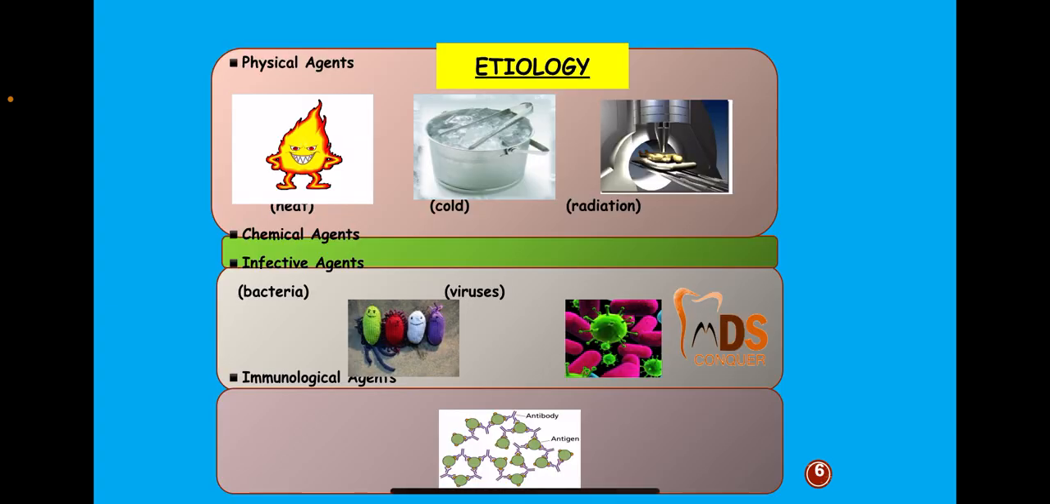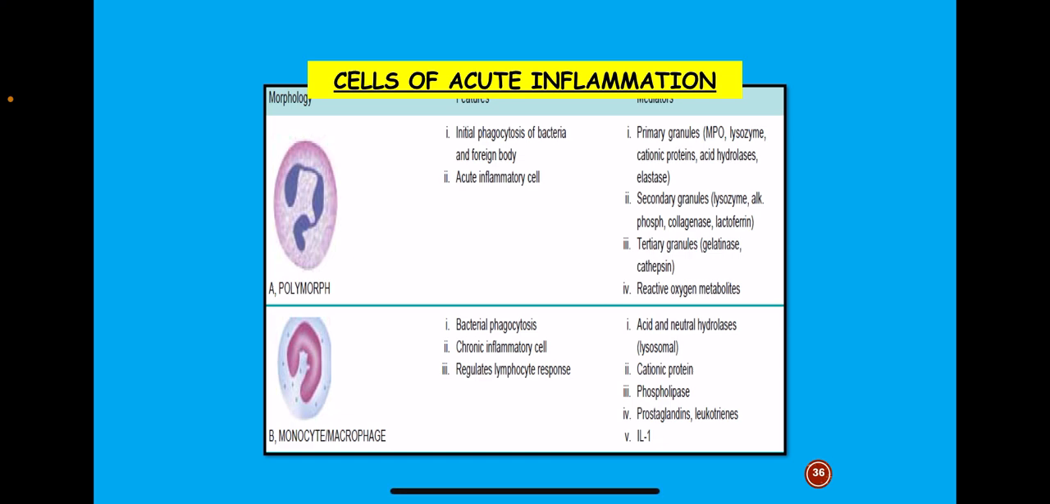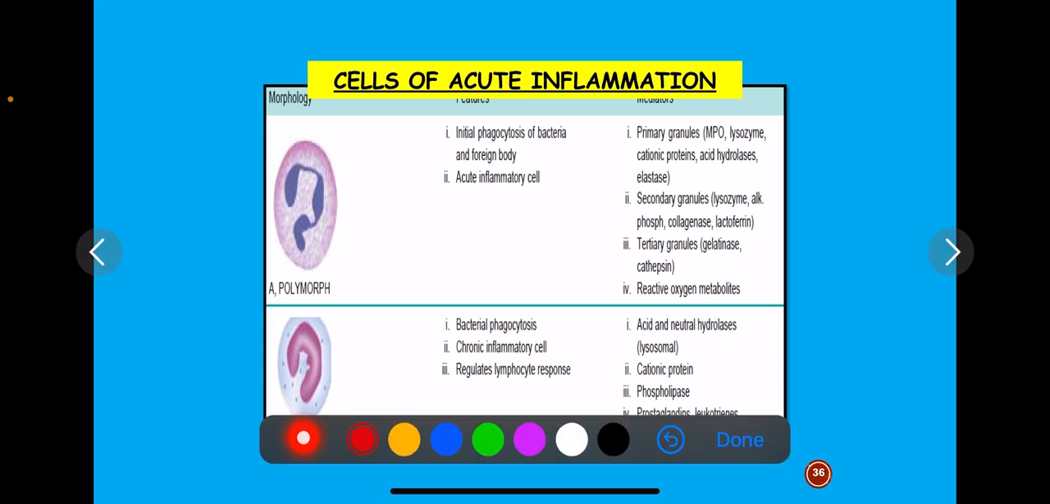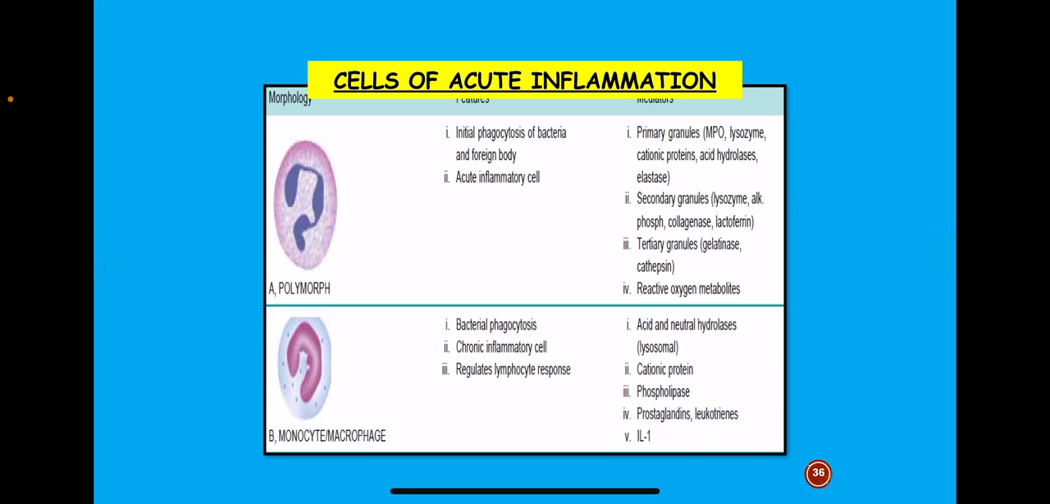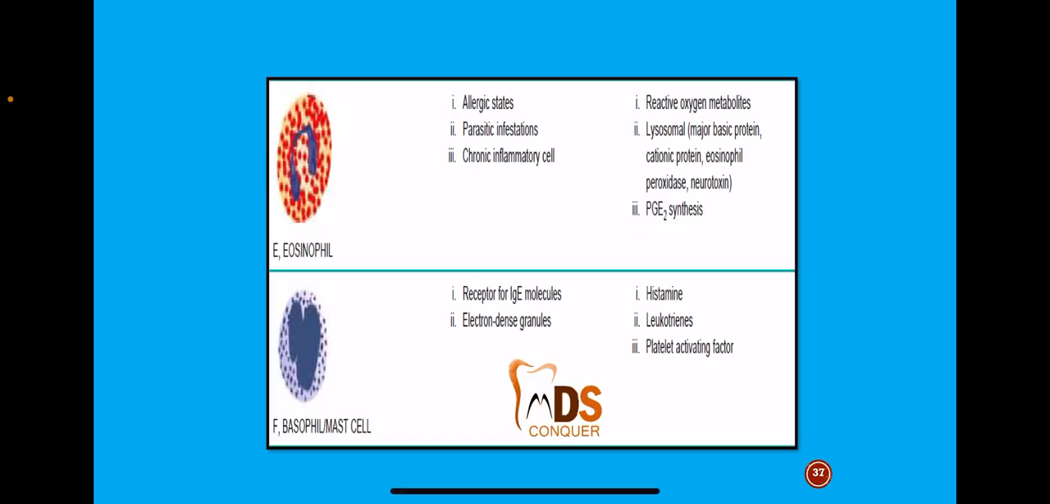Now coming to the inflammation. So etiology could be either physical or chemical or infective or immunological agents. Okay, so physical agents, heat, cold and radiation, and infective agents, it could be bacteria and viruses. So coming to the cells of acute inflammation, so these are the various cells. Okay, so that could be a polymorph or a monocyte macrophage. Okay, so just give a look to this table. Or eosinophil and a basophil mast cell. Okay, so just give a look to this table.